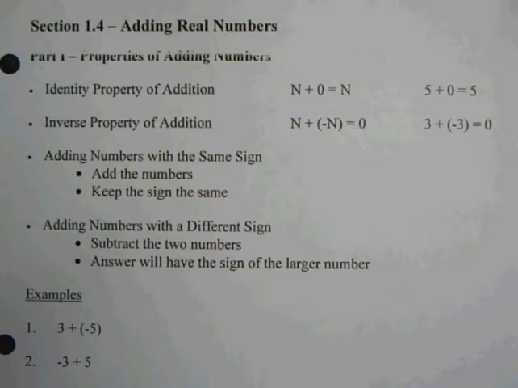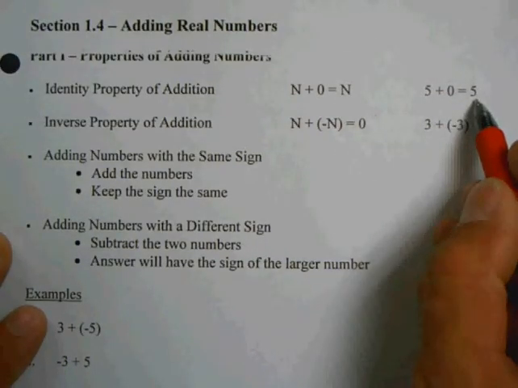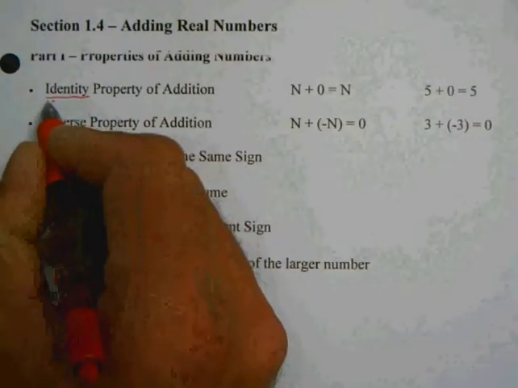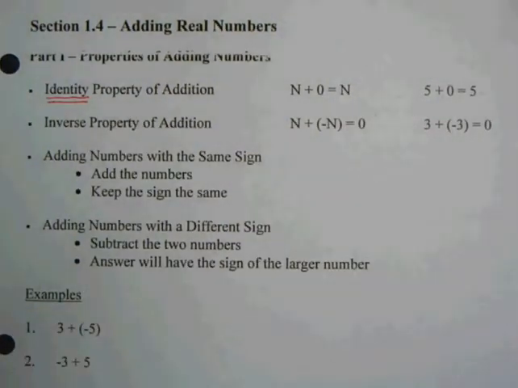Some of these may seem a little trivial, but later in the chapter I'm going to add some more rules, and I just wanted to introduce a couple of them today. We have two rules. Would you agree that when you add zero to anything, you get the same thing back again? When the number doesn't change, we call that identity. It's not like identity theft. The identity stays the same. What you start with is what you end with, Hannah. That's an identity property.